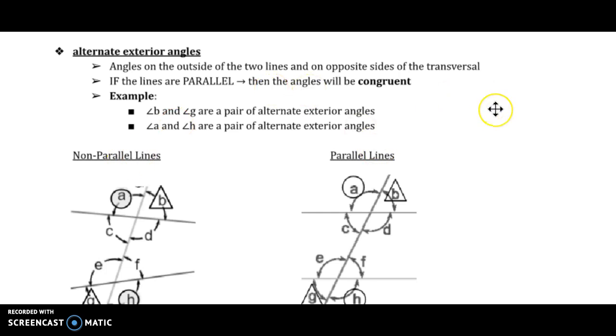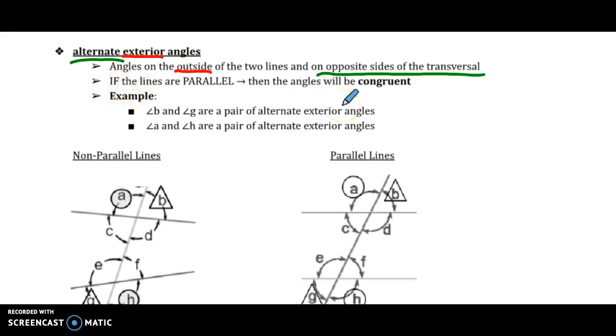The next vocabulary term is alternate exterior angles. So these are angles on the outside, hence the exterior, of the two lines that are intersected, and they again are on opposite sides of the transversal. That's what alternate means, right? If you have an alternate in a sport, one person is inbounds playing, the other person is out of bounds not playing, so you are on alternate sides of the field or of the play line.